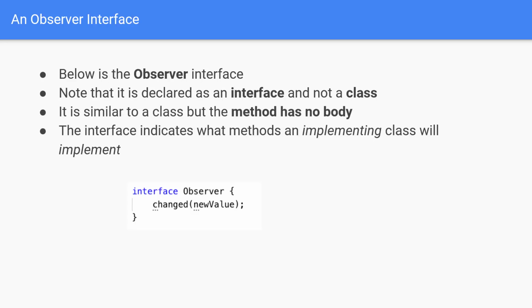Below is the observer interface. Note that it is declared as an interface and not as a class. It is similar to the class, but the method has no body. The interface indicates what method an implementing class will implement.